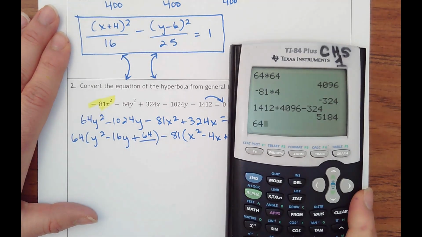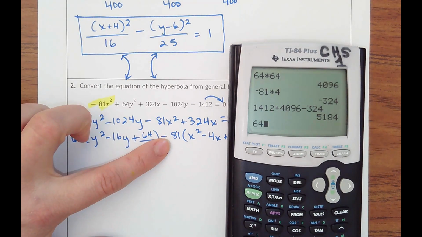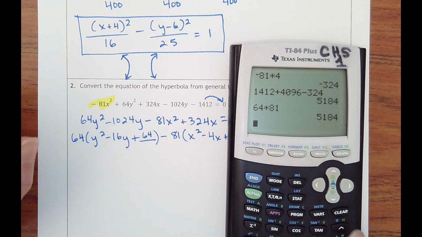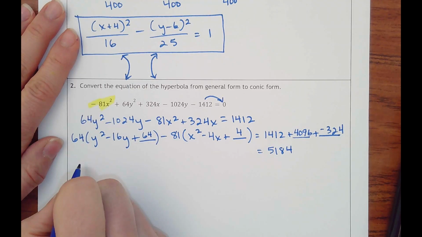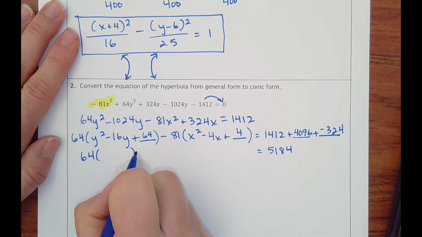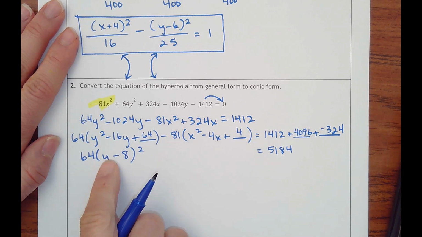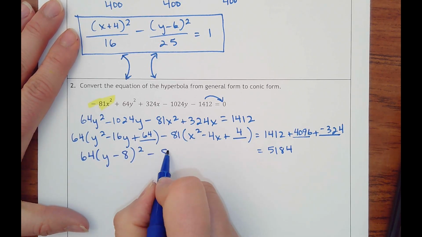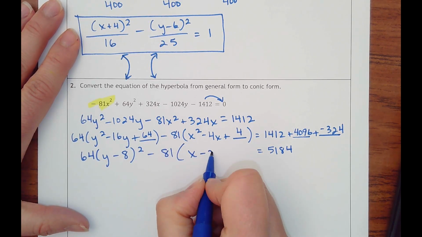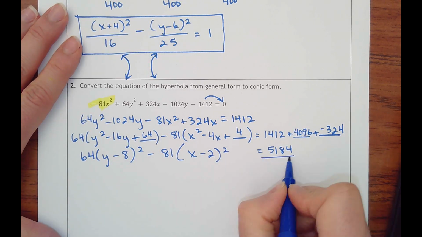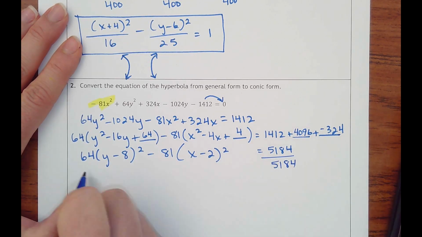Just gonna check real quick. That should be what 64 times 81 is. Okay, all right, that just seemed really big. Okay, 64 times y minus 8 quantity squared minus 81 times x minus 2 quantity squared, and then divide by 5,184.